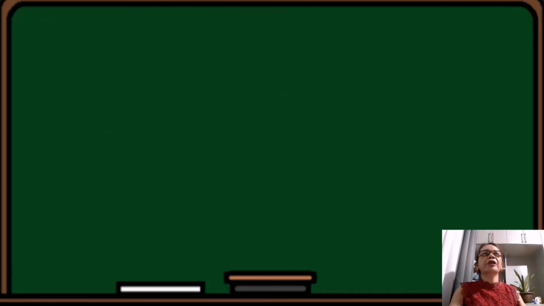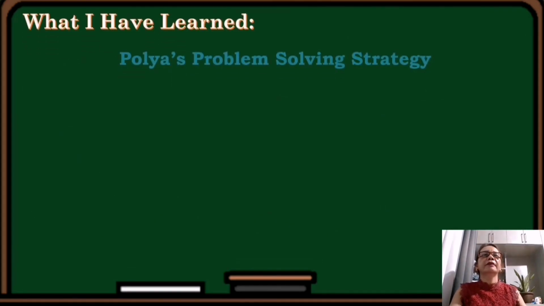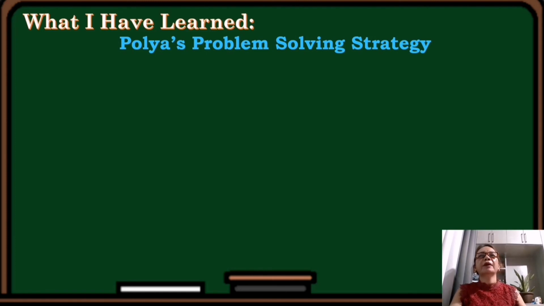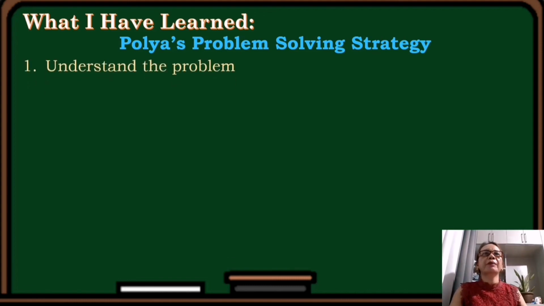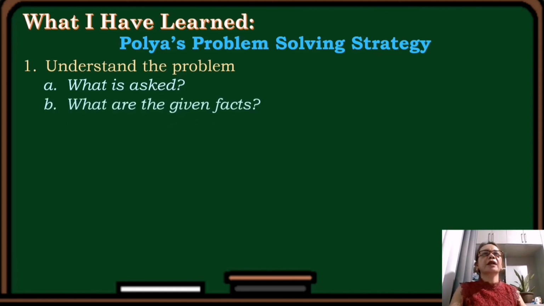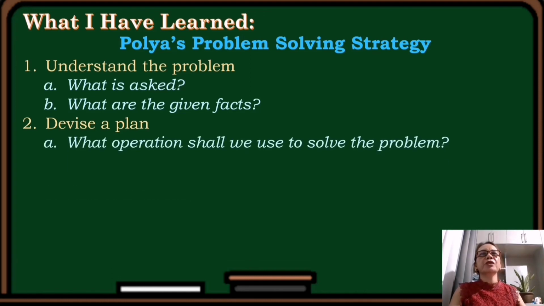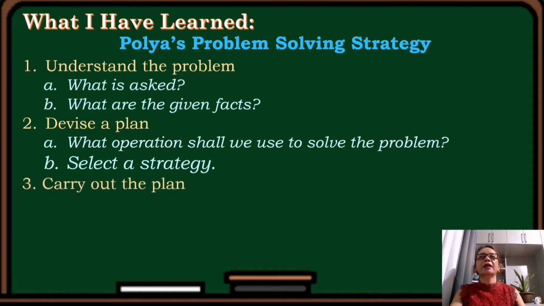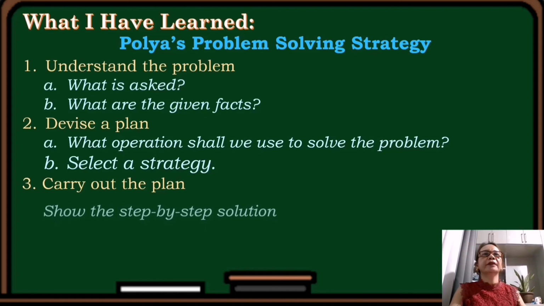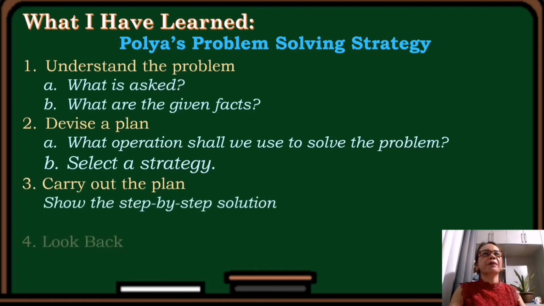So, what have we learned today? We learned about Polya's problem-solving strategy. There are 4 steps. First, understand the problem. Here, we are going to know what is asked and what the given facts are. Then, step 2 is devise a plan. What operation shall we use to solve the problem? Select a strategy. And then the third step is carry out the plan. Here we are going to show the step-by-step solution.